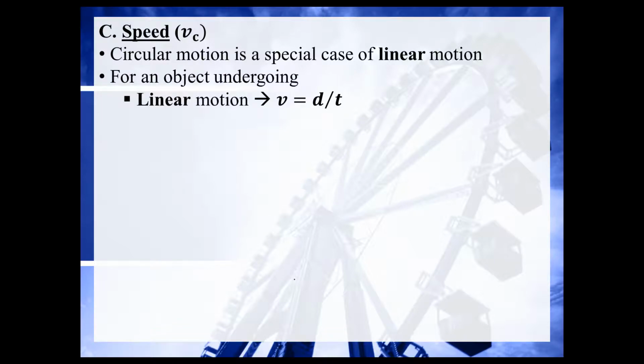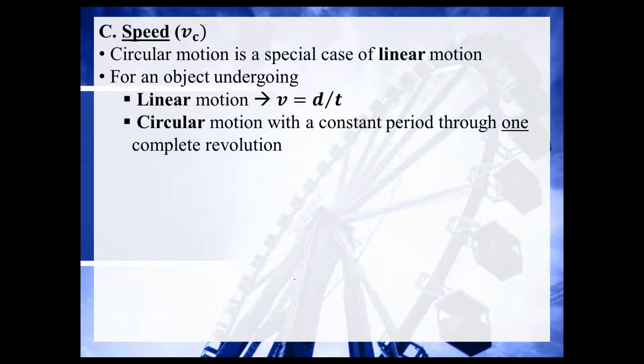For an object undergoing linear motion, specifically uniform motion, moving at a constant speed or constant velocity, we know that the speed of the object is equal to the distance covered by the object in a certain amount of time. We're going to take that equation and derive an equation for the circular speed. So let's say we go around a circle just one revolution, around the circle one time. And I want to identify what d would be in relation to the circle and what the time would be.